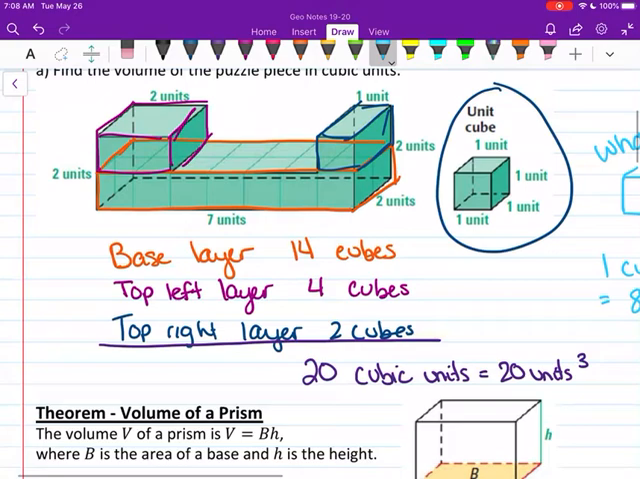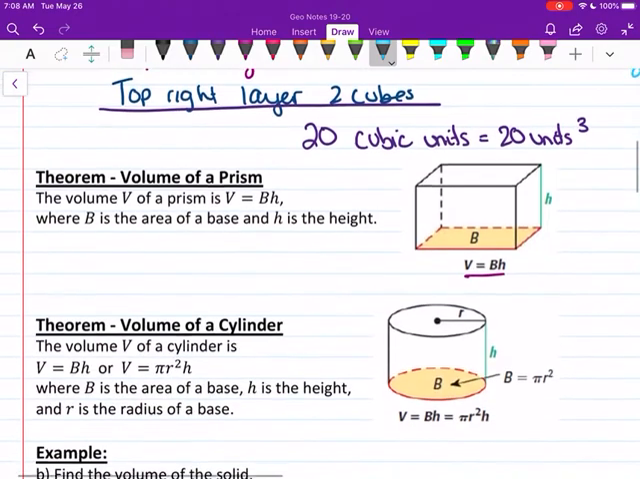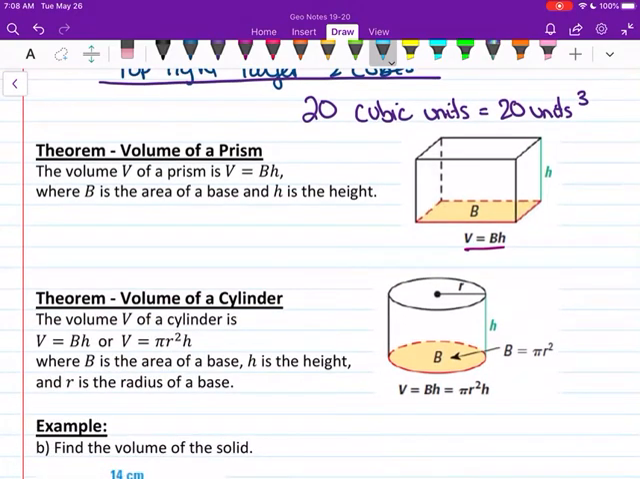Okay, next two theorems. We have the volume of a prism and the volume of a cylinder. So the volume of a prism is base times the height, or the area of the base times the height. And the cylinder is the same thing. So a cylinder is the volume of the base times the height, or the area of the base times the height.